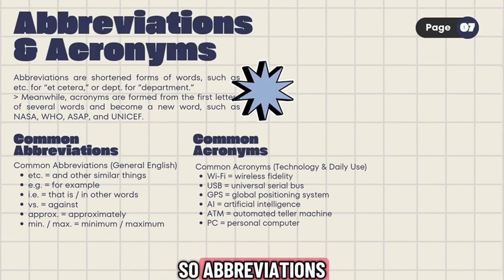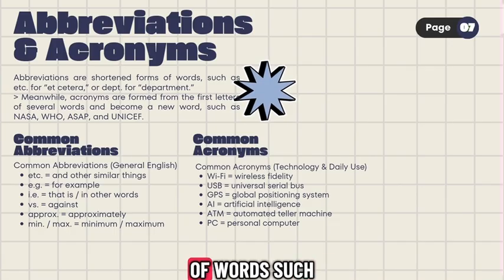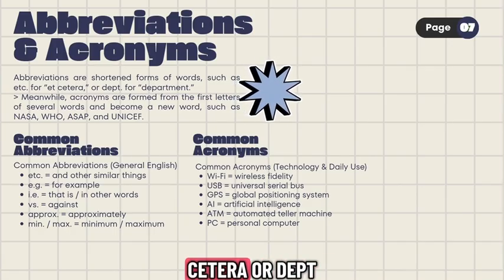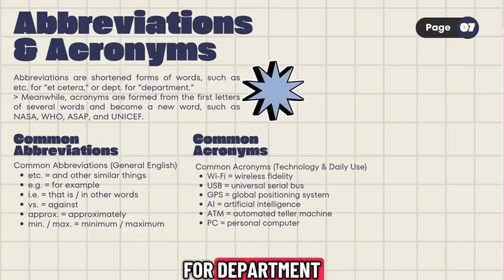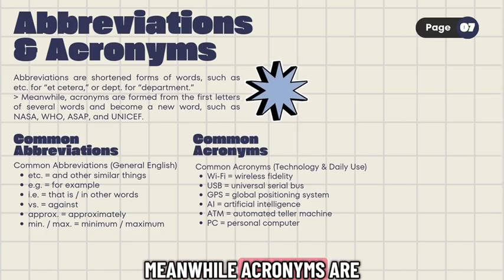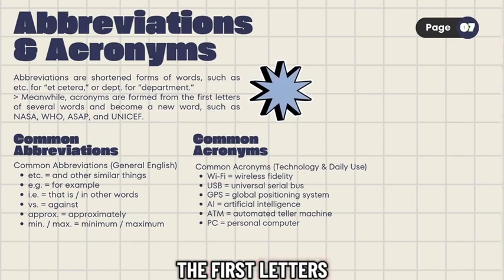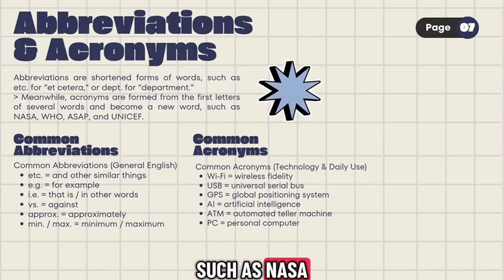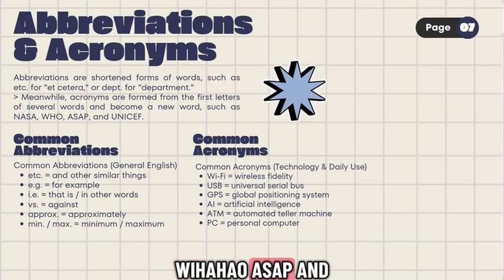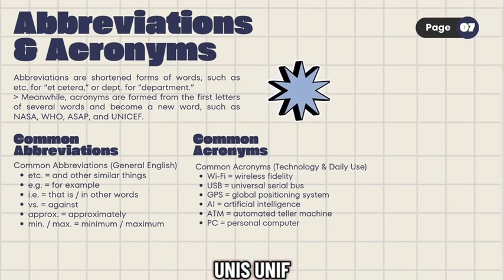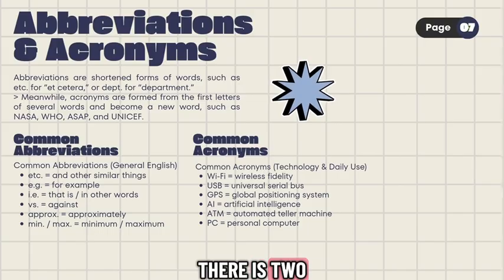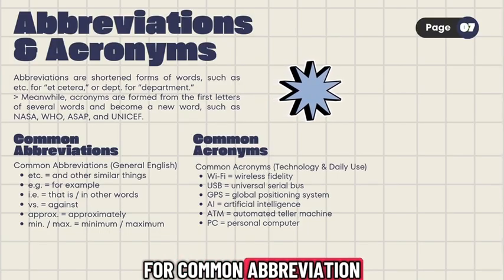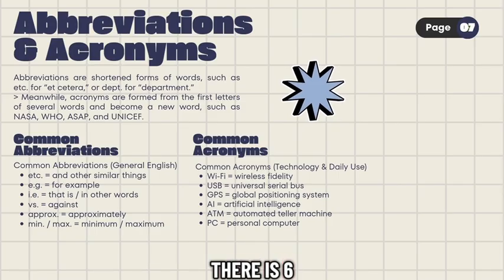Abbreviations are shortened forms of words, such as etc. for et cetera or dep. for department. Meanwhile, acronyms are formed from the first letters of several words and become a new word, such as NASA, WHO, ASAP, and UNICEF. There are two groups: common abbreviations and common acronyms. For common abbreviations, there are 6 points.